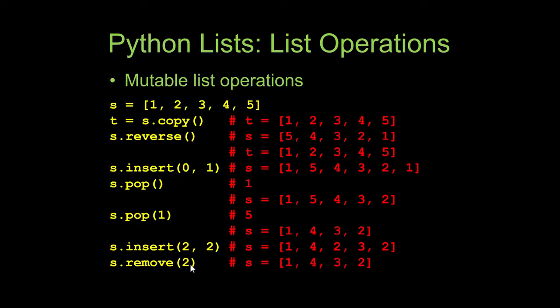S.remove(2) is to remove the first occurrence of 2 in the list. In our case, our list is 1, 4, 2, 3, 2. So the first occurrence of 2 is this 2. So this 2 is removed, resulting in S equal to 1, 4, 3, 2. S.clear is to remove all items in S, resulting in an empty list.